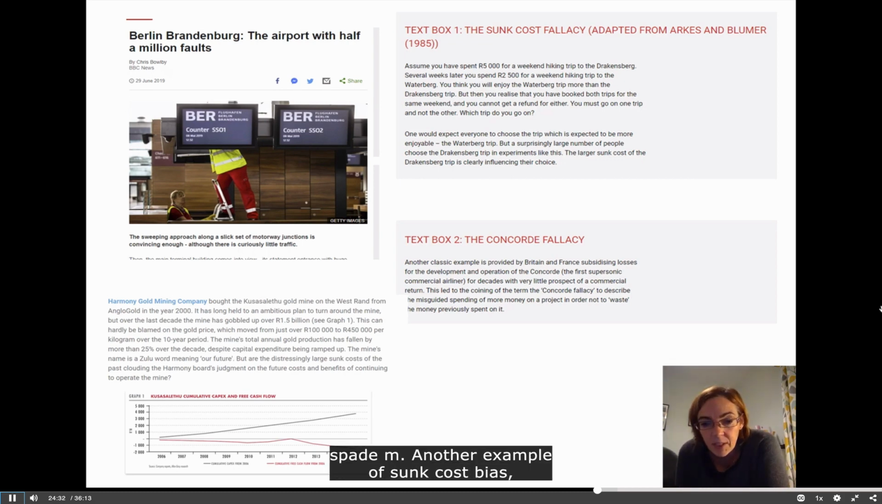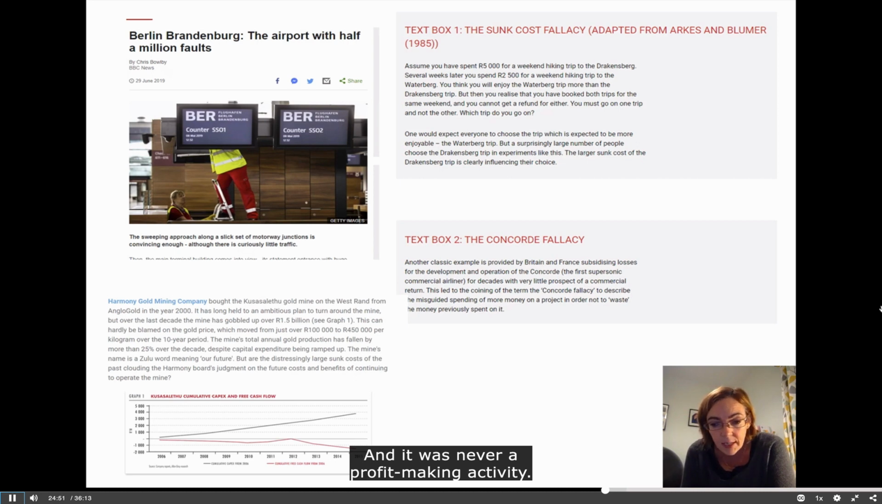Another example of sunk cost bias is the Concorde fallacy. Concorde, I don't know if you know, was a supersonic aircraft that ran in the 1970s and 80s and finally finished in the 90s, 2000s. It was never a profit-making activity.